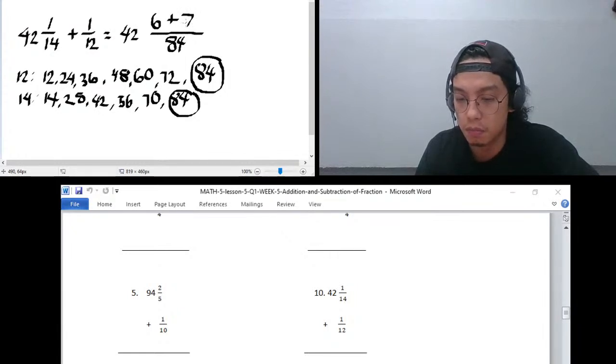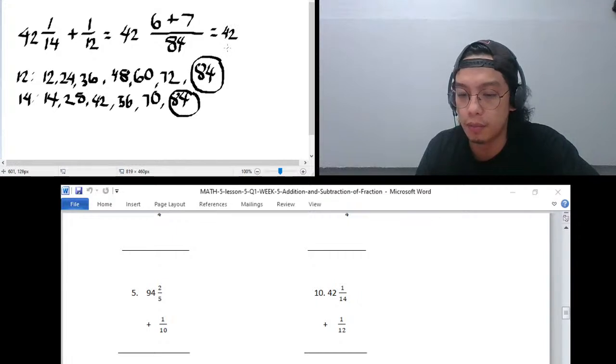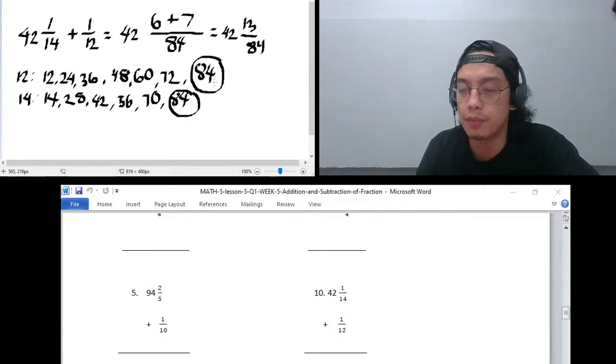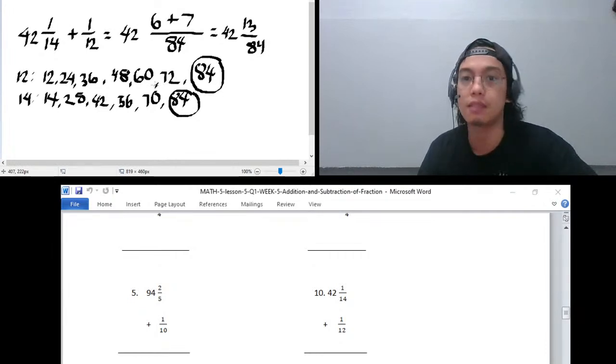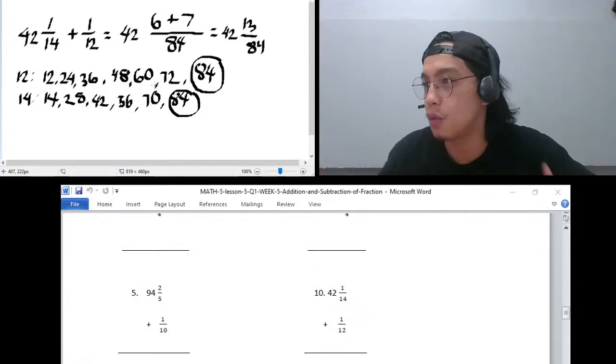Verification. Okay, correct. Now, copy natong whole number. And then 6 plus 7 is 13 over 84. That's, I'm not sure if ma-simplify pa siya, but let's try. It can't, I think so. Let's answer 42 and 13 over 84.